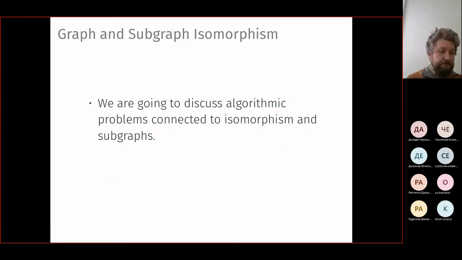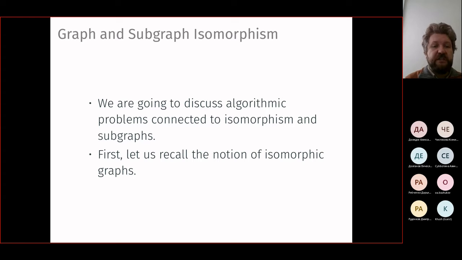So now some more theory. Continuing what we discussed last time, it's algorithmic problems connected to isomorphism and subgraphs of graphs. So first, let us recall the notion of isomorphic graphs.